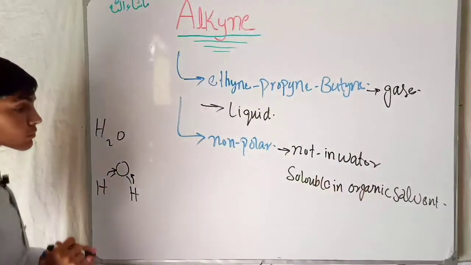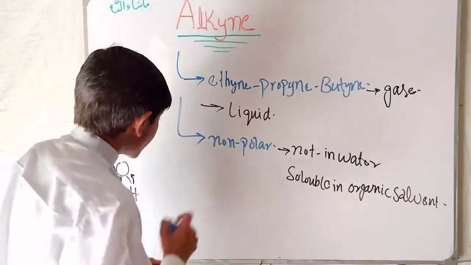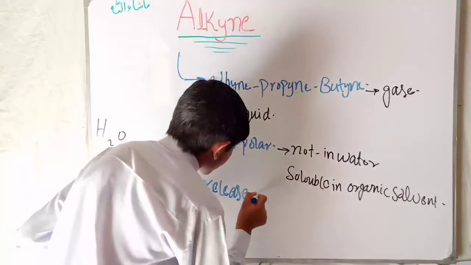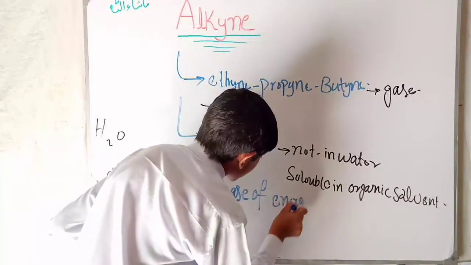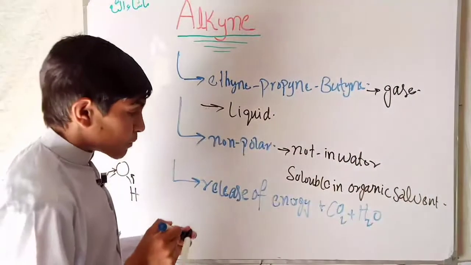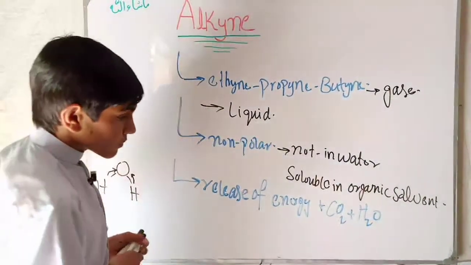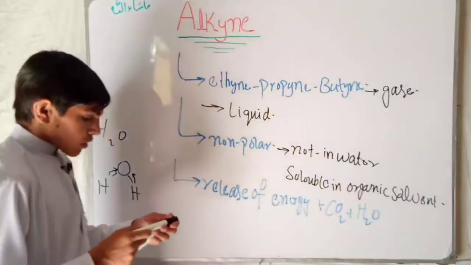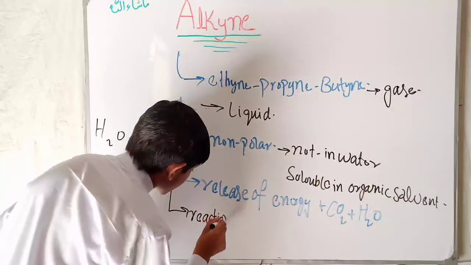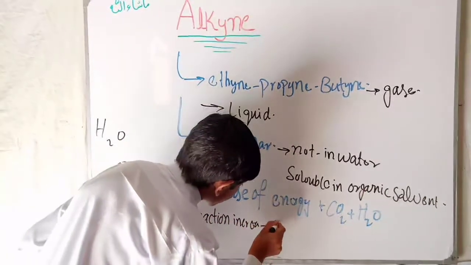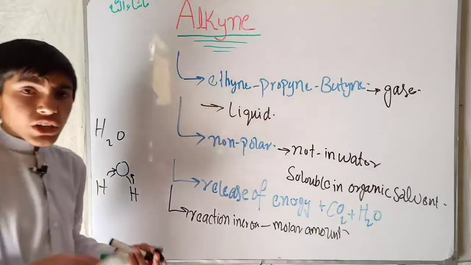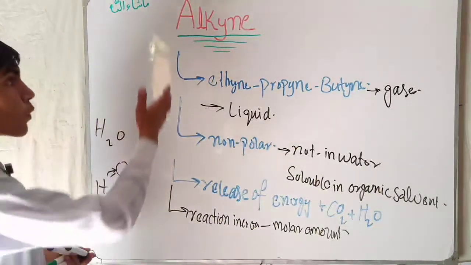The third property is that when they undergo combustion, they release a lot of energy plus CO2 and H2O. The fourth is that their reaction increases with the increase in molar amount. Molar amount means that if we increase the alkyne in number, it directly increases its reactions. Now we have talked about the physical properties.